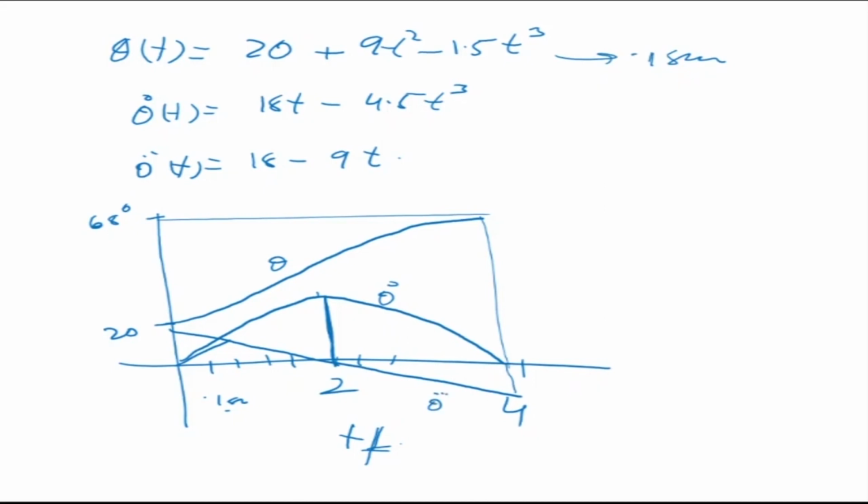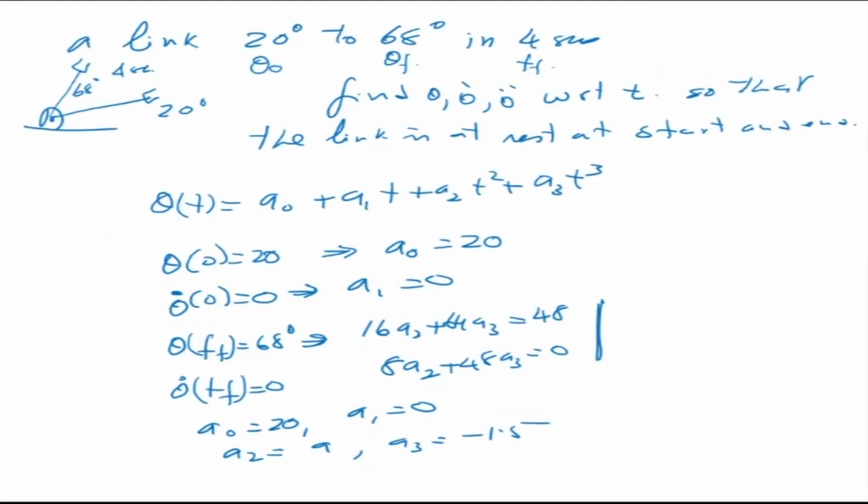How did I get these values? I simply took different instants of time and put them in this equation for position, velocity, acceleration. Whatever values I got, I plotted them here. So what you see is that we have got the trajectory of the joint, and this trajectory of the joint is the one that will be used by the controller, which is going to move the joint from here to here.